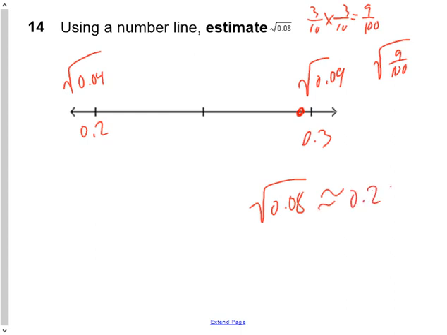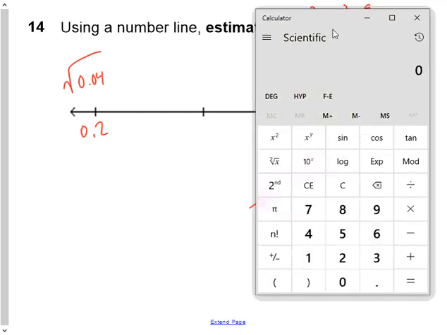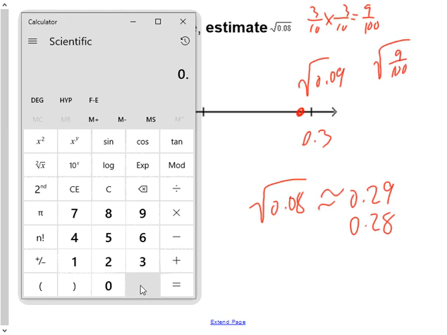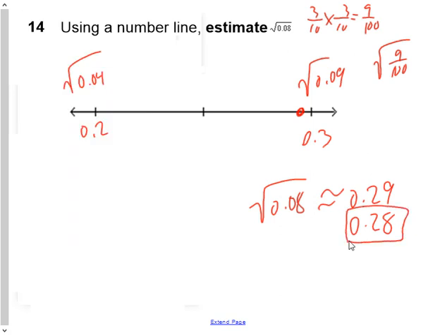So the square root of 8 hundredths is approximately 0.29, 0.28. I'll take my calculator just to see. Square root of 8 hundredths, square root button. It's approximately 0.28. Hey, I got it. Look at that. Perfect. All based on that number line.